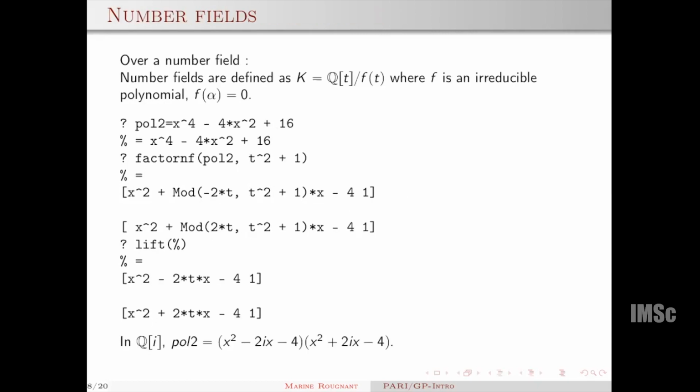With polynomials, we may want to define some number fields, because you know that number fields are obtained by quotients of Q[T] by a certain polynomial f, with f irreducible, and we denote by alpha one of the roots of f, such that K is in fact Q(alpha).